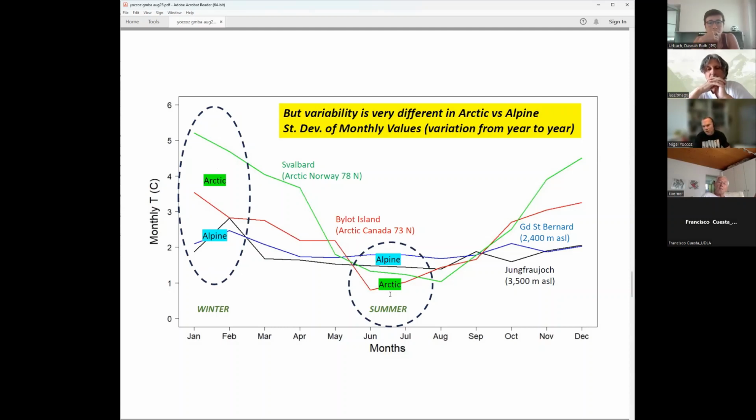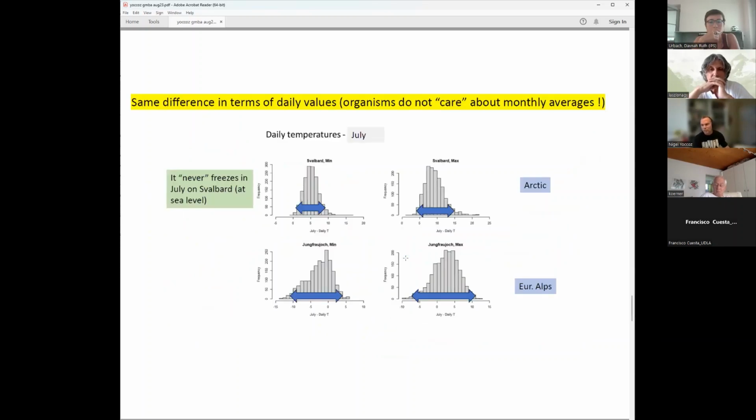But in the summer, the situation is reversed. That is, in the Arctic, it's extremely stable. And in the Alpine, it is more variable than in the Arctic. So one could argue, okay, who cares about monthly averages? Because no one is, in a way, responding to monthly averages. So if you look at the daily values, which are closer to what organisms can experience, it is the same pattern. So it's not specific to monthly. You have the same pattern with daily temperature.